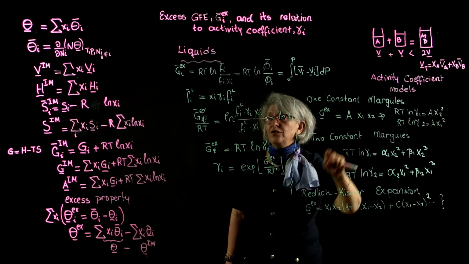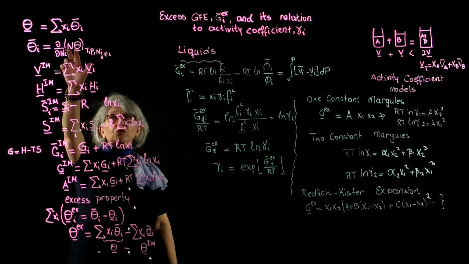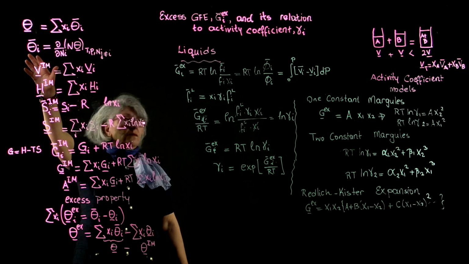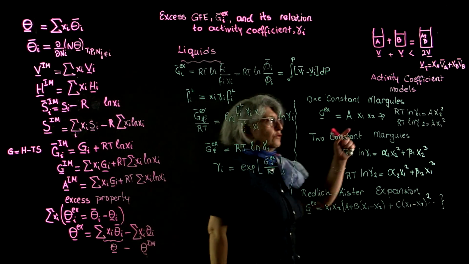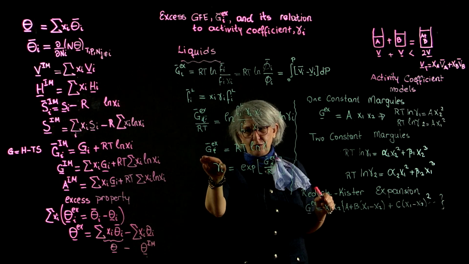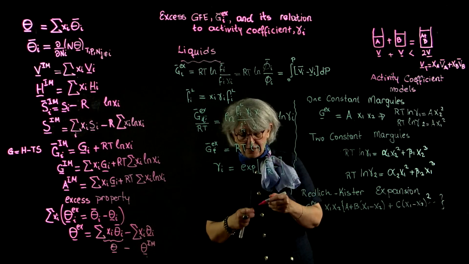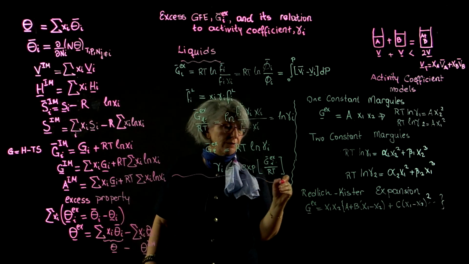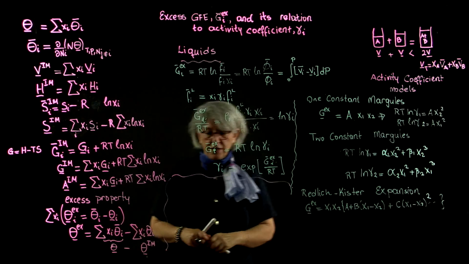Taking this and using the definition of partial molar property, we're going to take the derivative of this function with respect to component 1 and component 2, to obtain partial molar excess Gibbs free energies, which is going to be equal to RT ln gamma I. So here I will attempt showing how one constant Margules is being translated into the activity coefficient relationships.